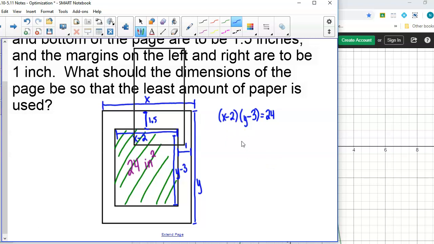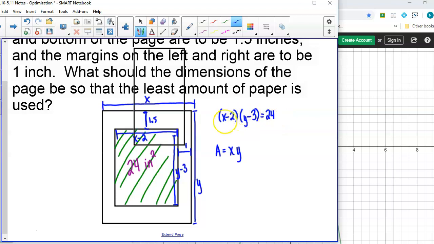The total amount of paper, right? So the area of the whole piece of paper. So what we want to minimize is the total area, and for that total area, we would just do x times y. And so that area formula, that's what we need to take the derivative of. But right now it's got an x and a y, so we can't do it. So we've got to solve this equation for either x or y. It does not matter which one. Let's just pick one. Lily, which one do you like, x or y today?